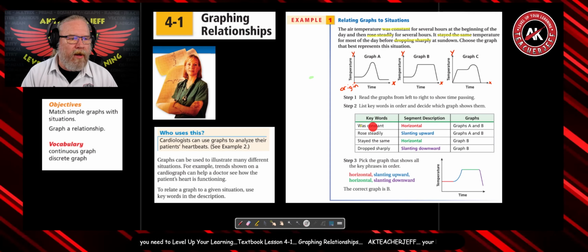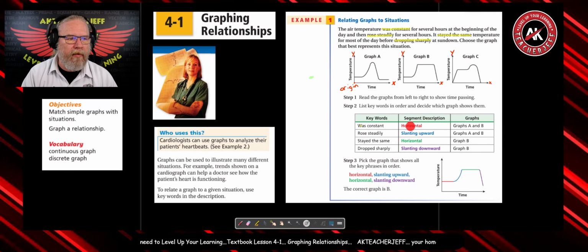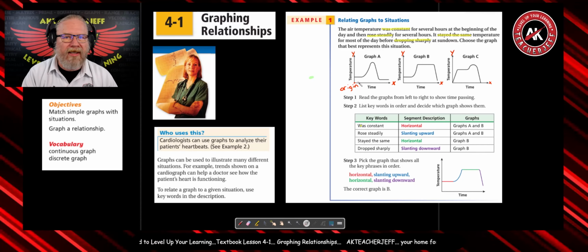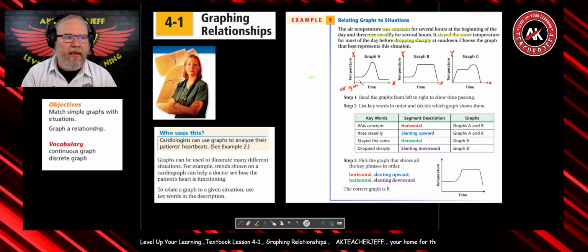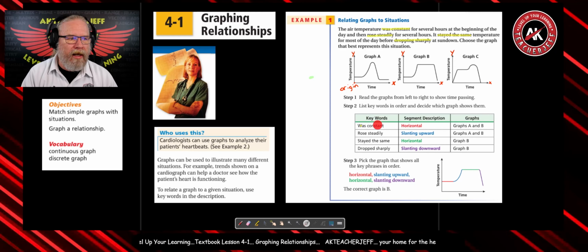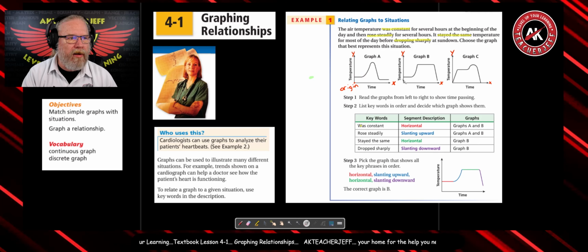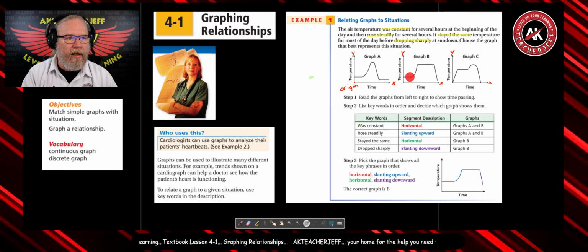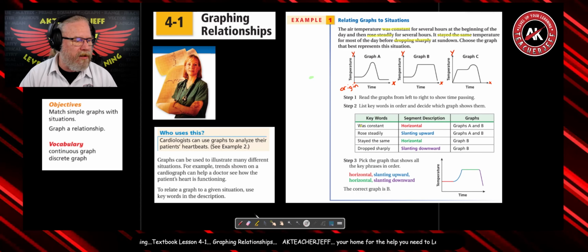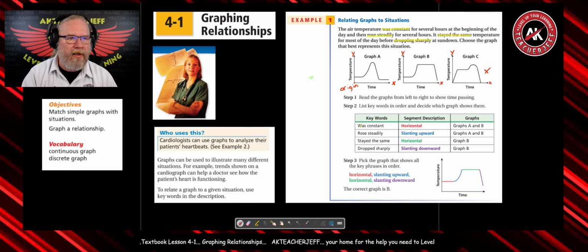So we're going to start off with was constant. So was constant means that it'd be horizontal, so the temperature staying the same. As time increases, the temperature stays the same, because the temperature was constant. Well, we have here where we start off, and it's just going across horizontally on A, also on B, but not so much on C. So we could go ahead and rule C out.